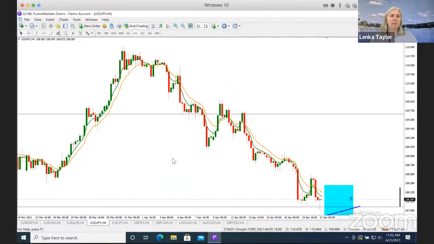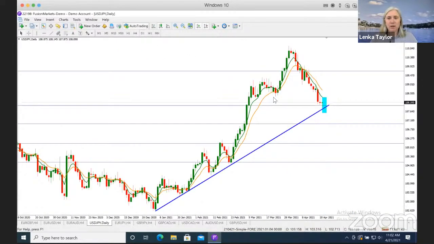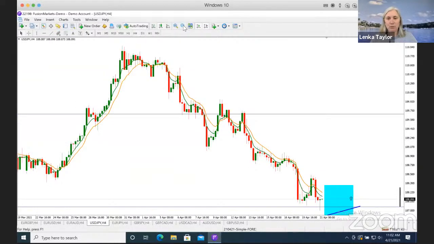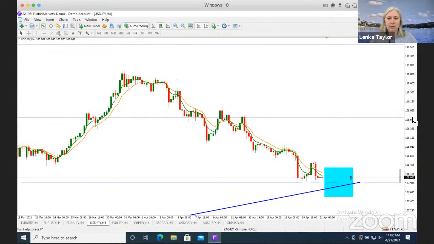Next currency pair I'm looking at is USD JPY. On this one, I'm looking for a long. I'm looking for a reversal around that trend line and also the horizontal line. So on H4, looking for a reversal in that area.